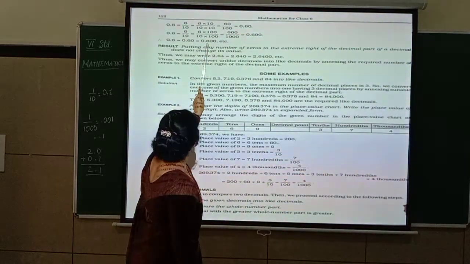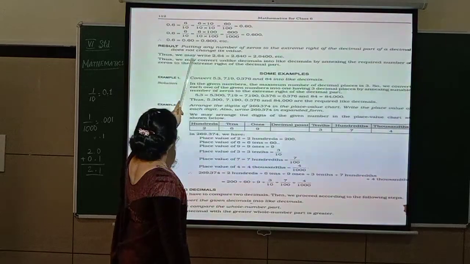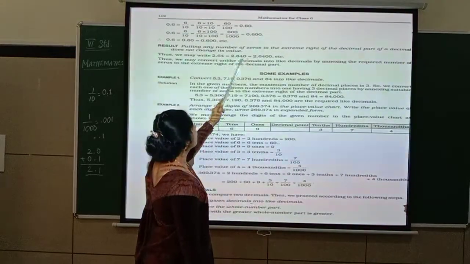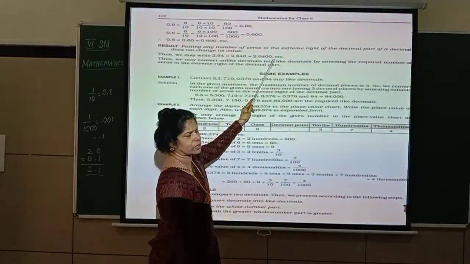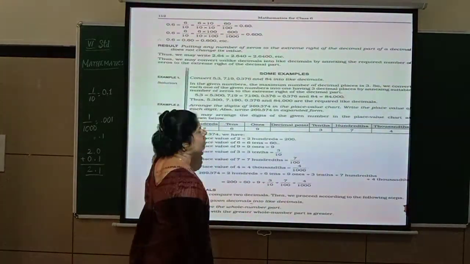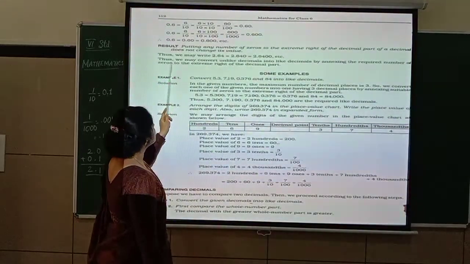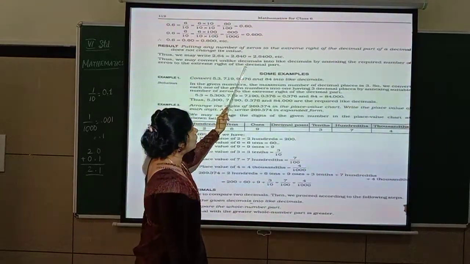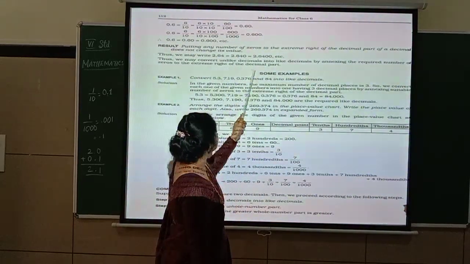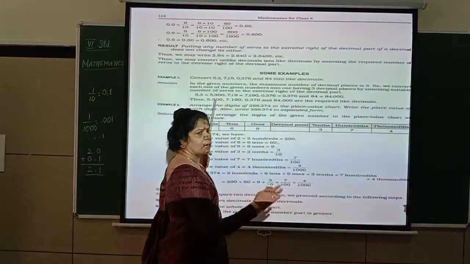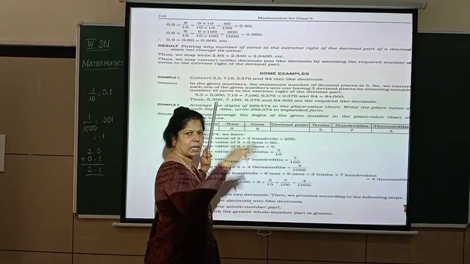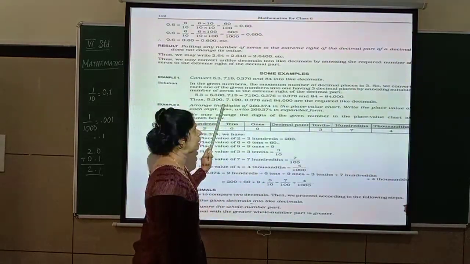Now, thus, we may write 2.64 is equal to 2.640, that is equal to 2.6400, that is equal to 2.64000. Whatever it is, it will be the same value. Thus, we may convert unlike decimals into like decimals by annexing the required number of zeros to the extreme right of the decimal part. So unlike decimals can be made into like decimals by multiplying the numerator as well as the denominator by the same number.